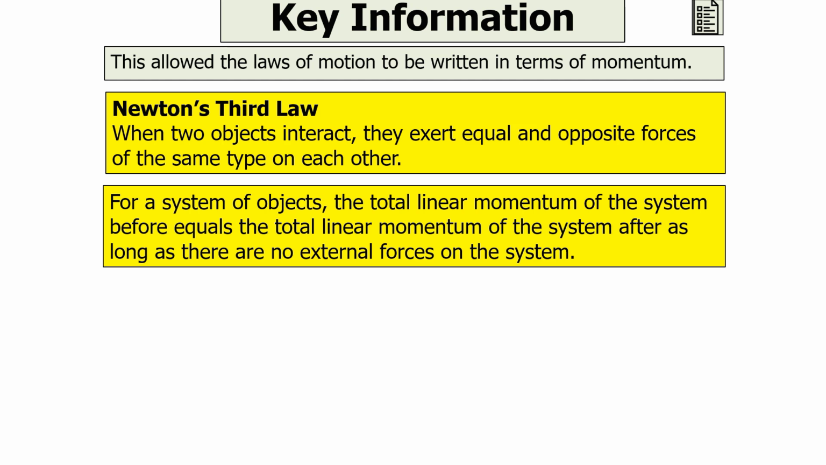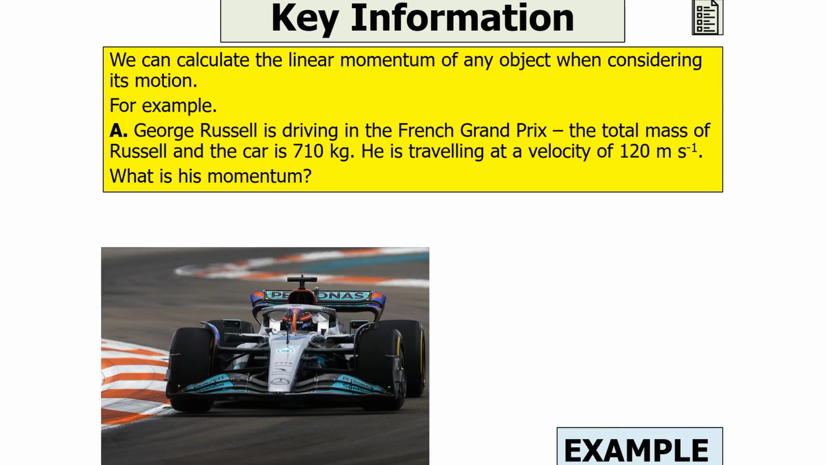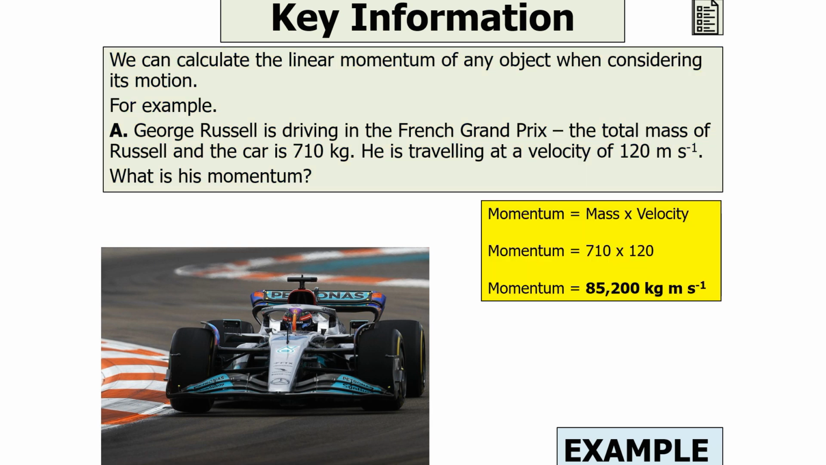Now, we can calculate the linear momentum of any object when considering its motion. For example, George Russell is driving in the French Grand Prix. The total mass of Russell and the car is 710 kilograms. He is travelling at a velocity of 120 meters per second. What is his momentum? Momentum is mass times velocity, so it is 710 times 120, which is 85,200 kilogram meters per second.